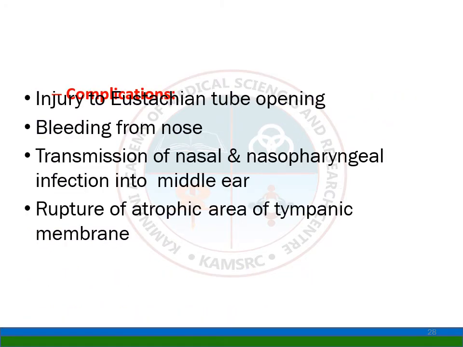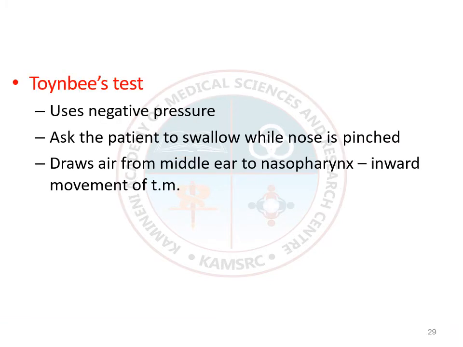Okay, complication already we have discussed. And the Toynbee test is, till now we have discussed the positive pressure, where you use the positive pressure; here you use the negative pressure. It means the patient swallows while the nose is closed. You ask him to close the nose with fingers and ask him to swallow.